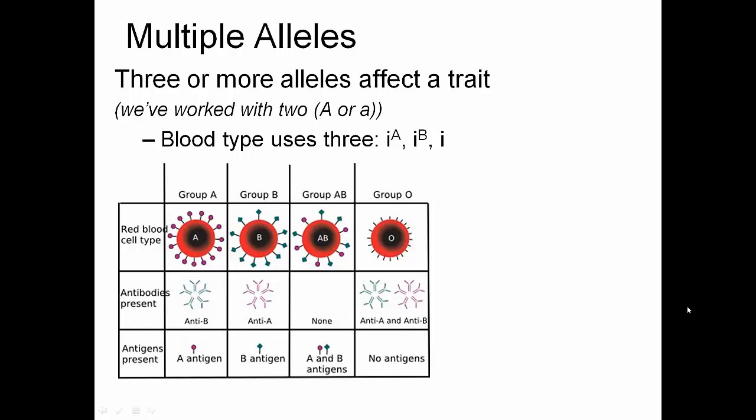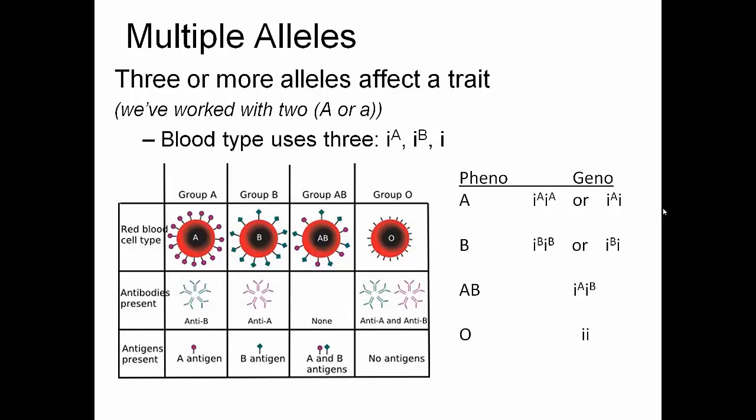Blood type uses the letter I: I^A, I^B, and i. You may or may not know anything about blood type, but there are 4 possible blood types: A, B, AB, and O. If your blood type is A, your genotype is either I^A I^A or I^A i. If you're B, you're I^B I^B or I^B i. If you are AB, your only option is I^A I^B. And if you are O, you are little i little i.